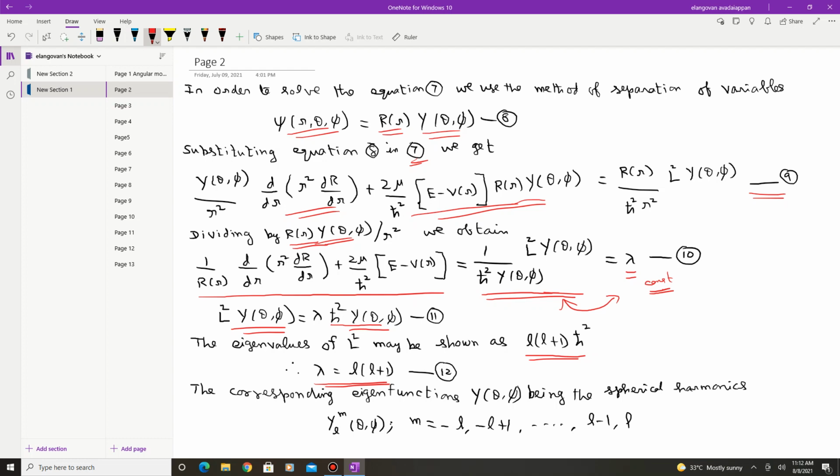So the corresponding eigenfunctions, Y theta phi, are the spherical harmonics. This can be expressed as Y with L in the subscript and M in the superscript. This is called the spherical harmonic function, where this M value varies from minus L to plus L in steps, minus L, minus L plus 1, minus L plus 2, and so on up to L. So this is called the spherical harmonic function, which is the solution.